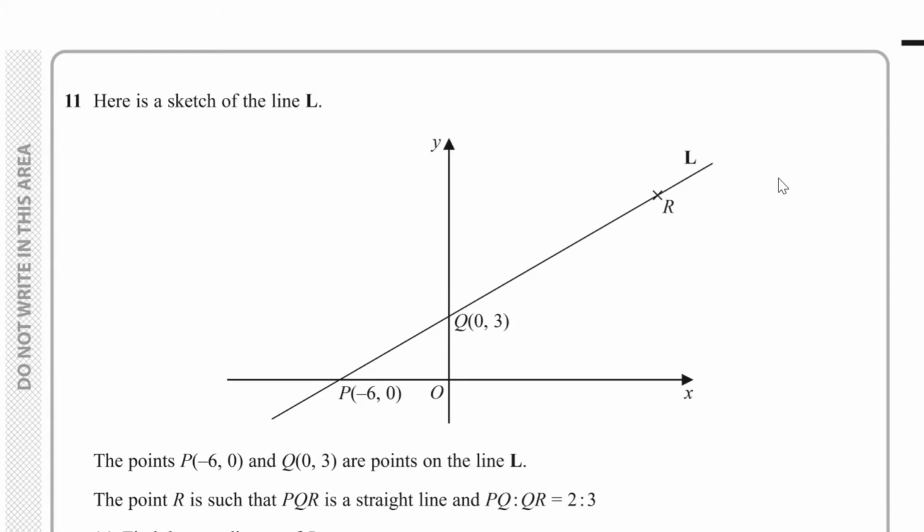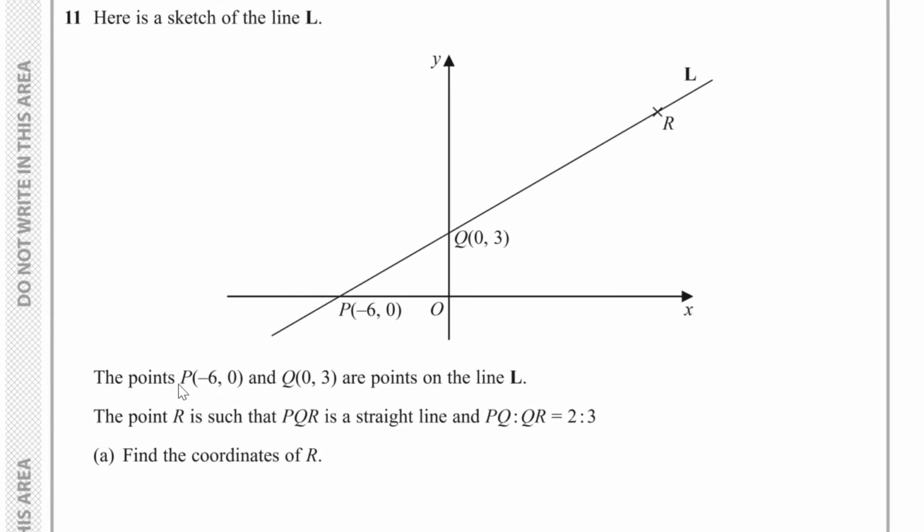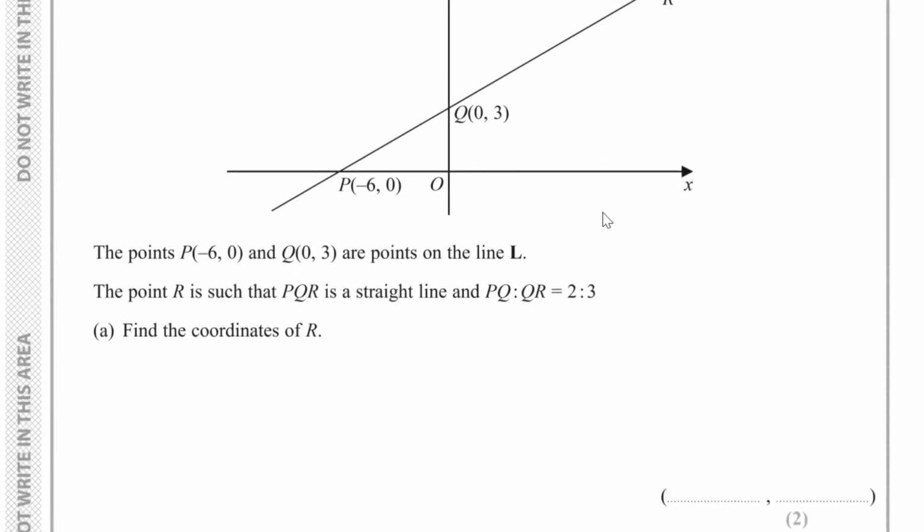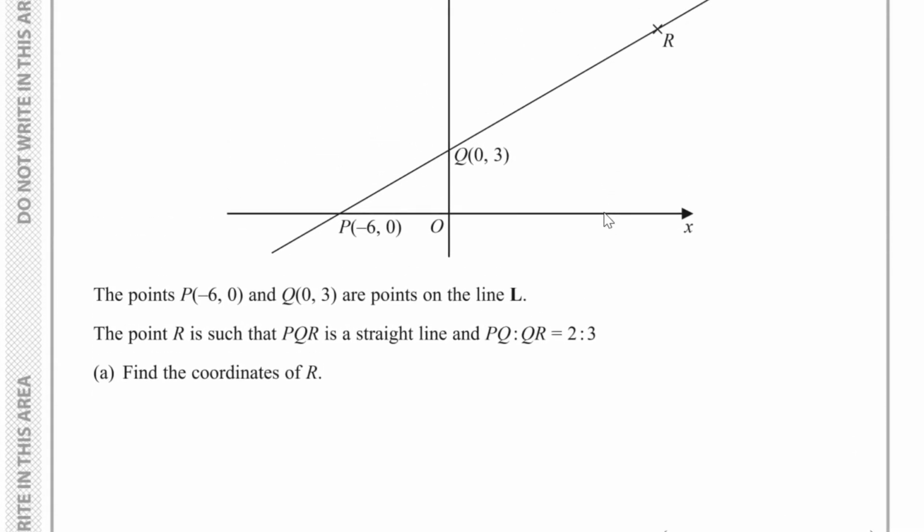Question number 11. Here is a sketch of the line L. The points P with coordinates -6, 0 and the point Q with coordinates 0, 3 are points on the line L. Point R is such that PQR is a straight line and the ratio PQ to QR is 2 to 3. For part A, we have to work out the coordinates of R.